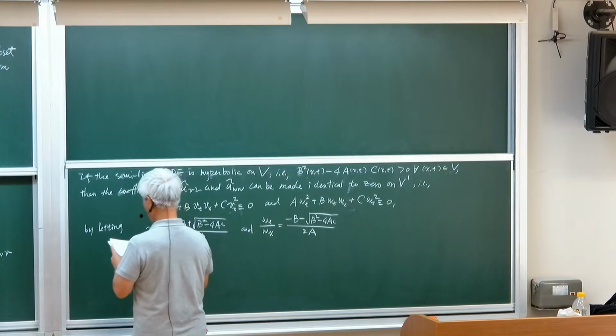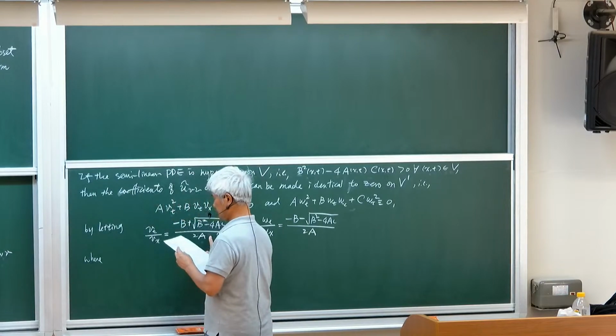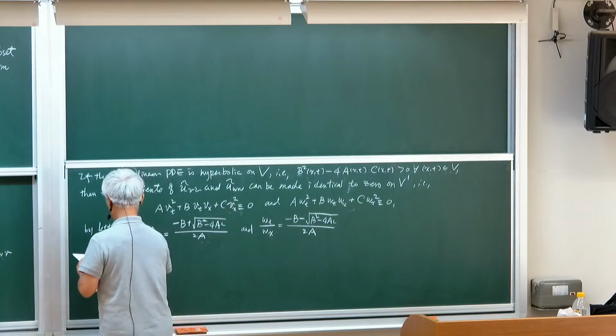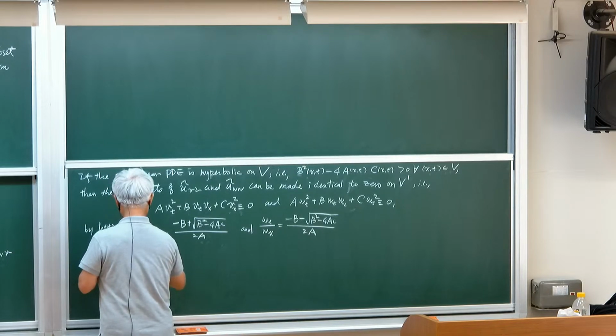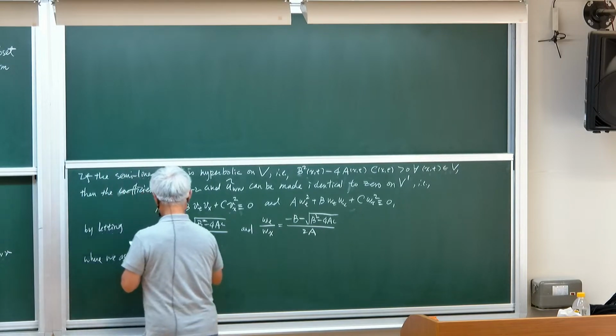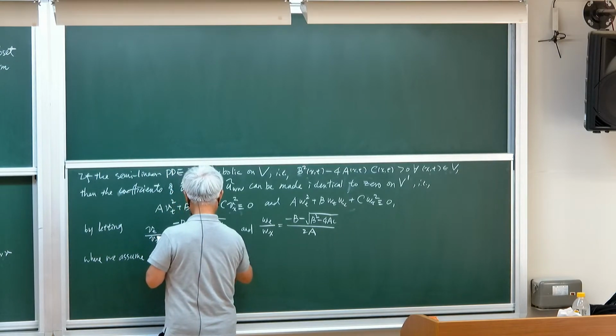Okay, and because we put A in the denominator, we assume that A is not 0 for all points in V. Okay?